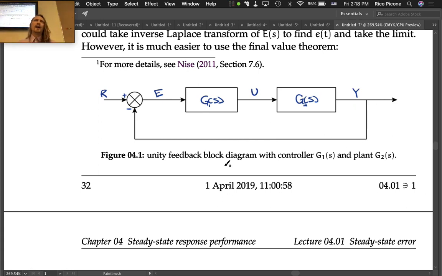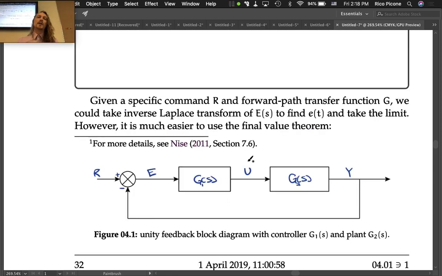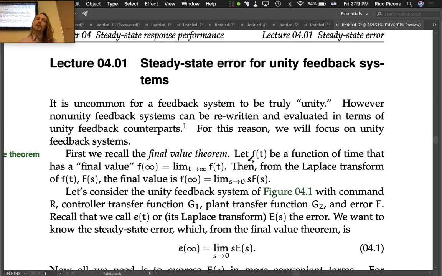And you might say, wow, that's really restricting ourselves. Are we really going to run into these unity feedback systems in the real world? And the answer is no, you won't run into them. However, there is a nice way to take a non-unity feedback system and roll it into a unity feedback system and do your analysis with it. That's the recommendation. There's a section in NEAS that shows you how to do it. It's pretty straightforward, but I give you the reference in the footnote. So check that out. It's like section 7.6 or something in NEAS.